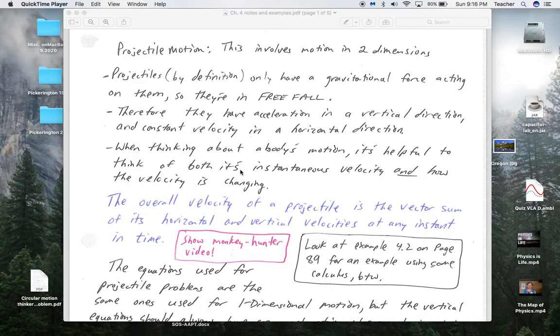So they have acceleration in a vertical direction, and that's downward at 9.8 or 10 meters per second squared. The AP does not care which of those you use. And they have a constant velocity in the horizontal direction. Now, if there is air resistance, and we'll encounter those things this year on objects that are moving through the air, then they're not projectiles, and we have to handle them differently.